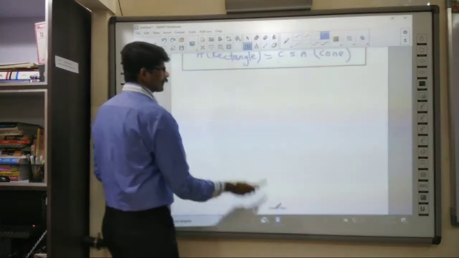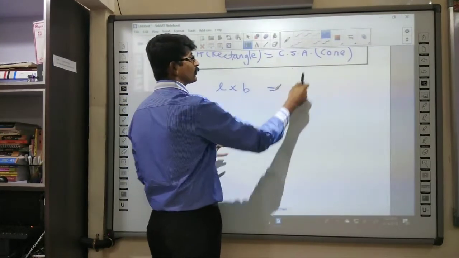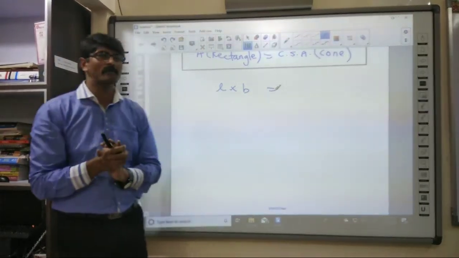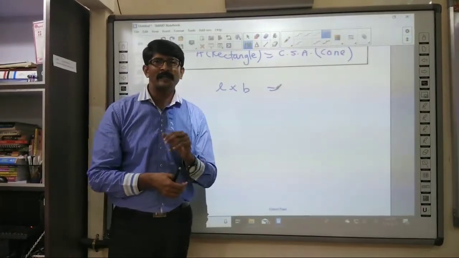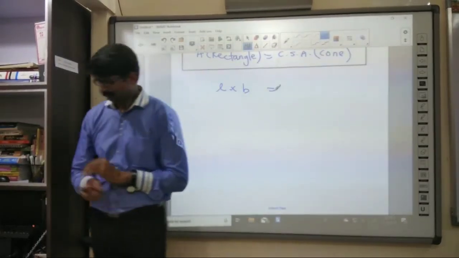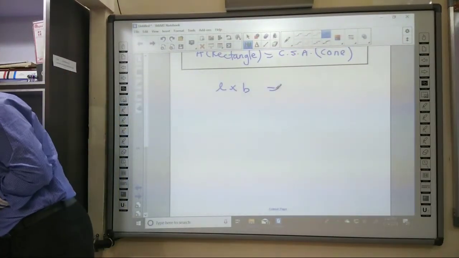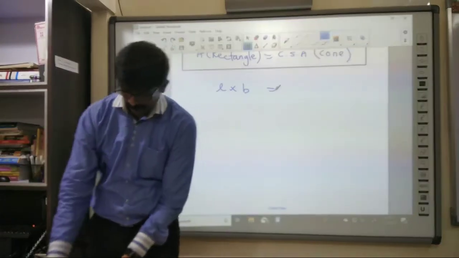So what is the area of the rectangle? Obviously length into breadth. And what is the curved surface area of the cone? We have already done it. Please refer to your formula sheet. What is the curved surface area of the cone? Someone can write in the comments also. I'm waiting for your comments.